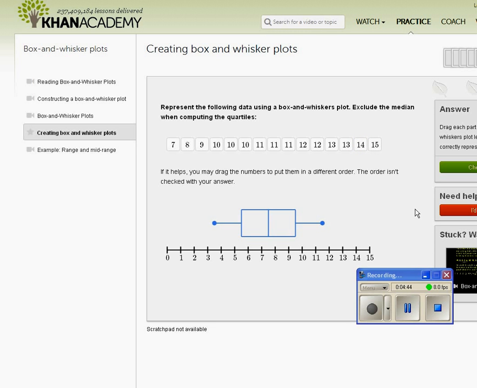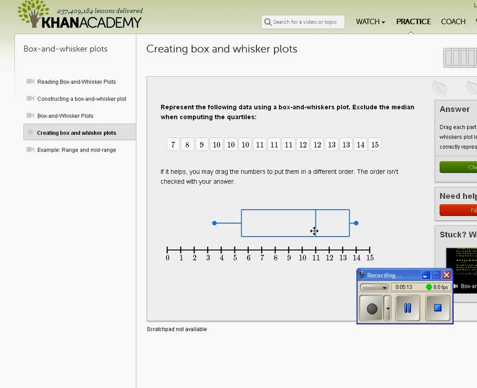So we look for what is the median here. We count up how many numbers we have. So we have 1, 2, 3, 4, 5, 6, 7, 8, 9, 10, 11, 12, 13, 14, 15, which means our median is going to be the 8th number. So 1, 2, 3, 4, 5, 6, 7, 8. So it's going to be 11. So we say our middle line is going to be at 11.